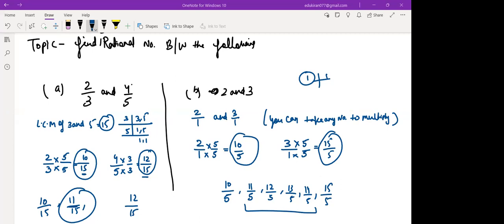What do you write in the bracket in the B? The bracket. After 2 by 1 and 3 by 1, you wrote a bracket. You can take any number to multiply. Oh, okay, ma'am. Thank you, ma'am.